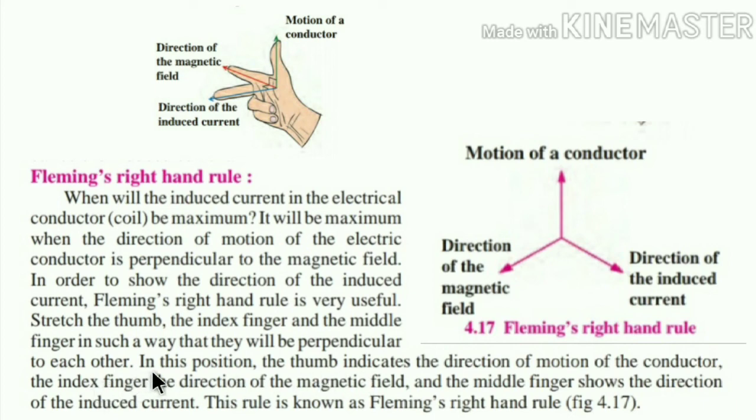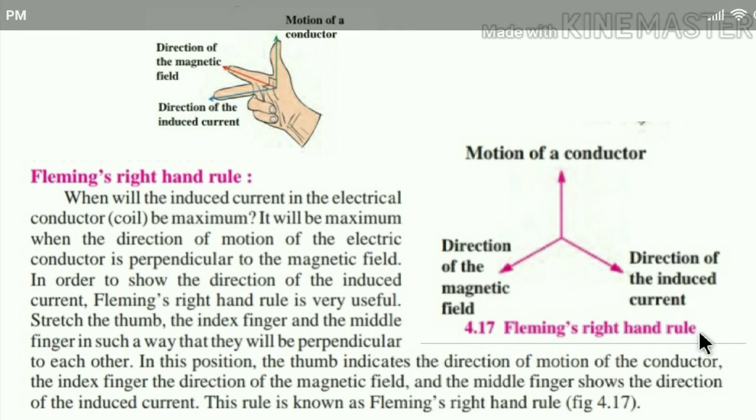In this position, the thumb indicates the direction of motion of the conductor. The index finger indicates the direction of the magnetic field. The middle finger shows the direction of the induced current. This rule is known as Fleming's right hand rule.